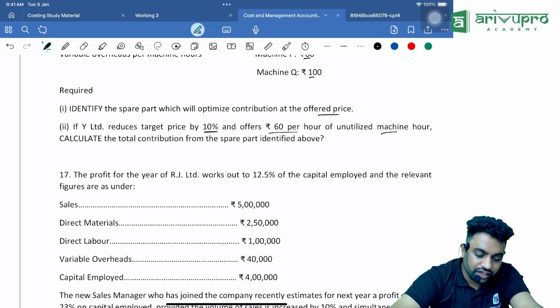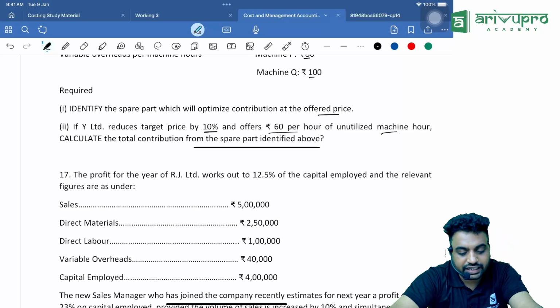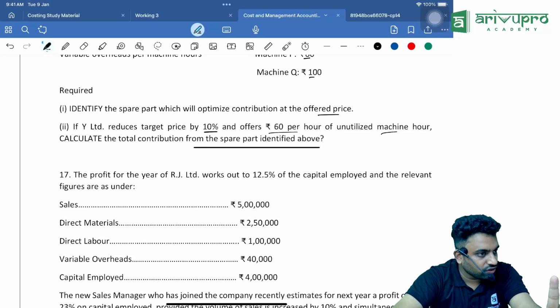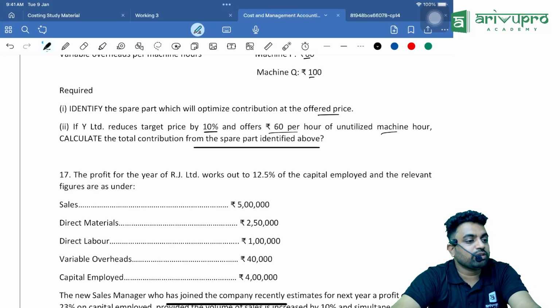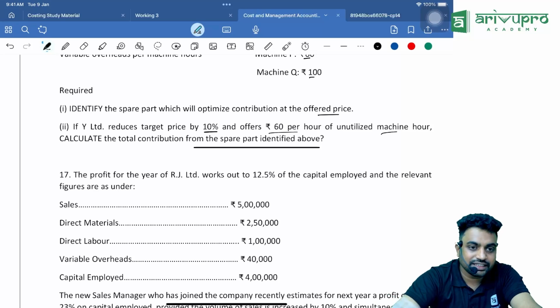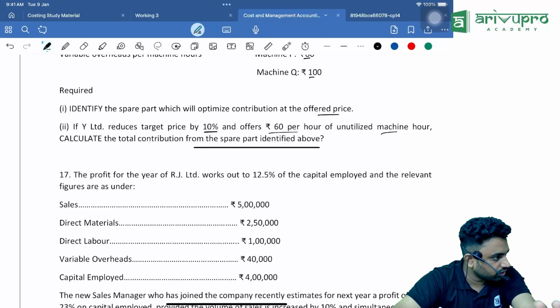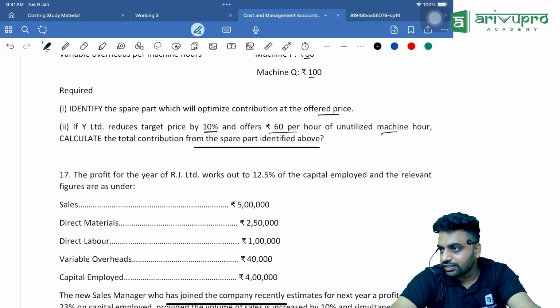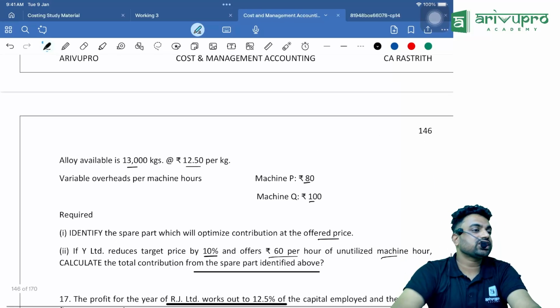Calculate the total contribution from the spare part identified above. You will identify either A or B in point 1. For that, how much contribution you will get if they reduce the target price by 10% by compensating 60 rupees for each machine hour you unutilized. That thing. Go through the question, we can start.